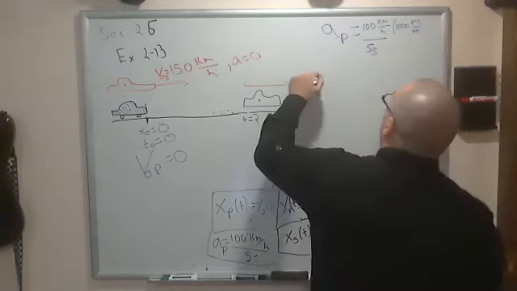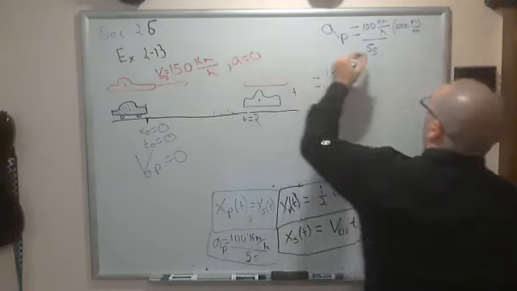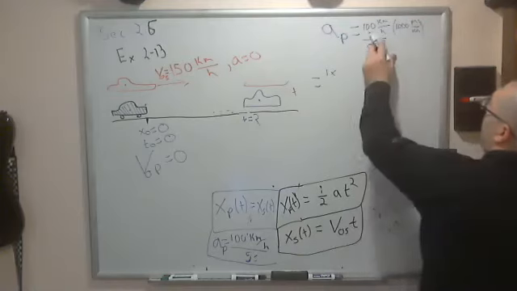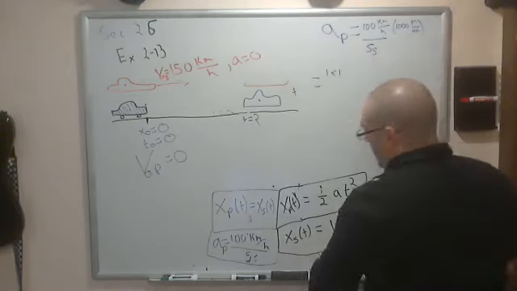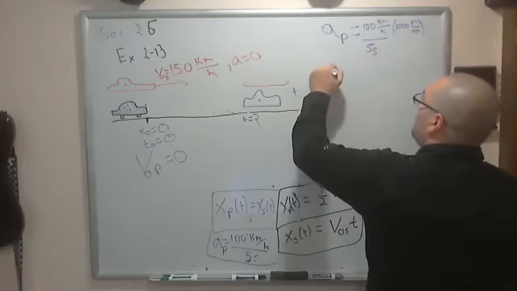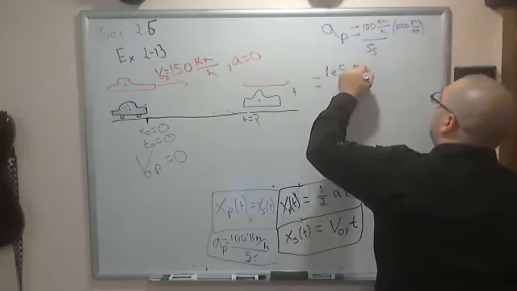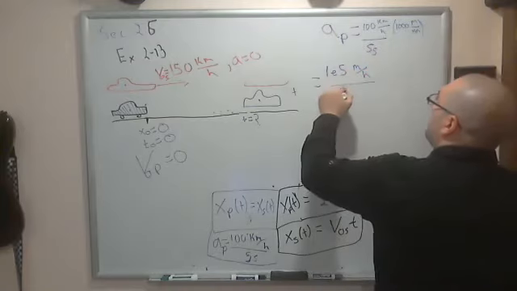I'll just start again over here. So let me do this calculation first. We have 1, 2, 3, 4, 5 zeros. So this is 10 to the 5th meters per hour over 5 seconds.